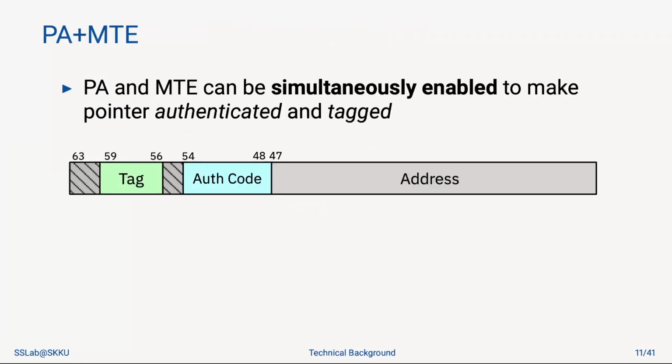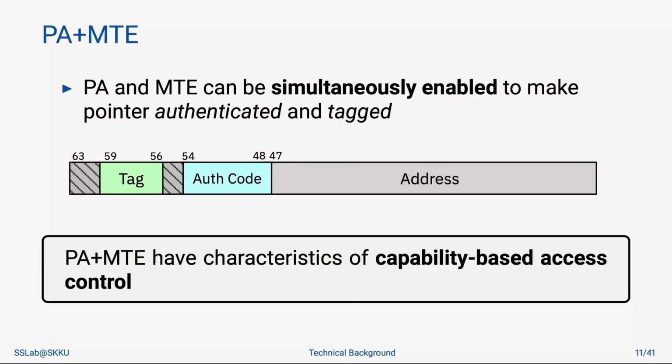Pointer authentication and memory tagging can be enabled at the same time. And when that happens, PAC and MTE are located on different bits of a pointer, as you can see in the figure. One key observation we see is that those two features have characteristics of a capability-based access control scheme, where a signed and tagged pointer becomes a capability token.